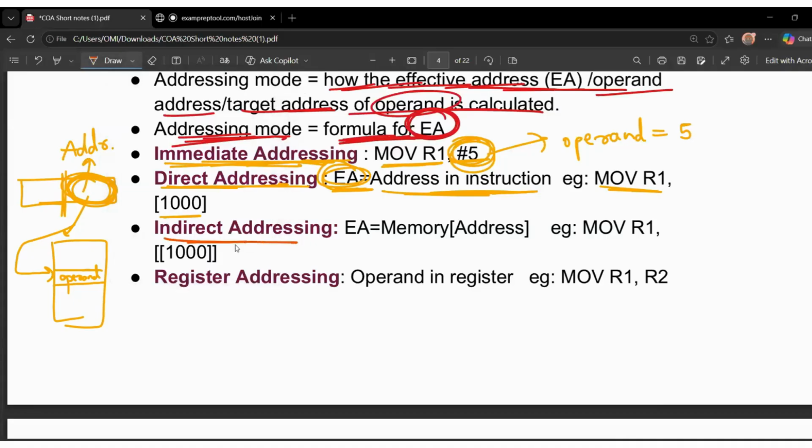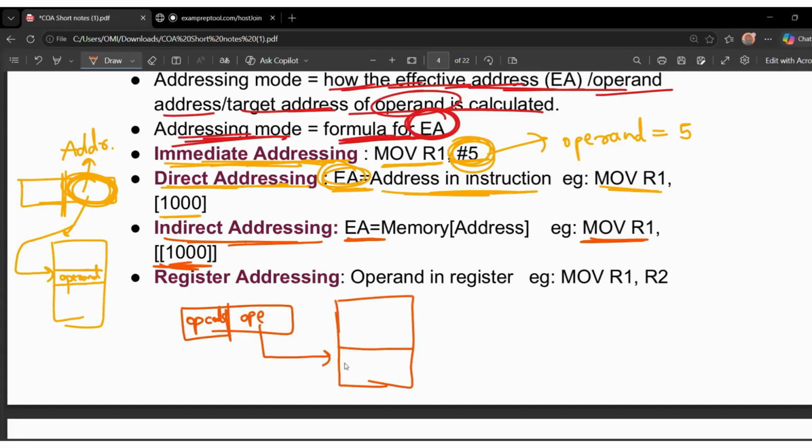Next is indirect addressing mode. So effective address will be memory of address. For example, move I1 comma 1000. If you have the opcode and this address, this is the opcode and this is the operand. So what you do, you go to memory location one time.